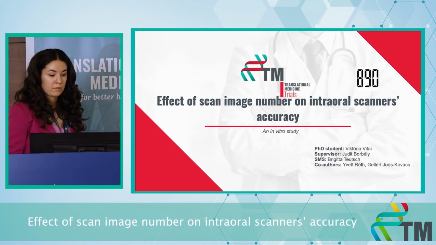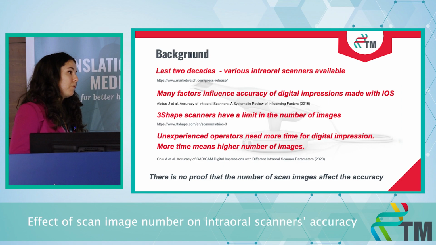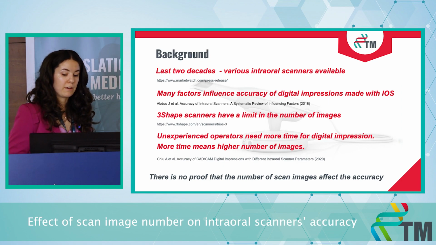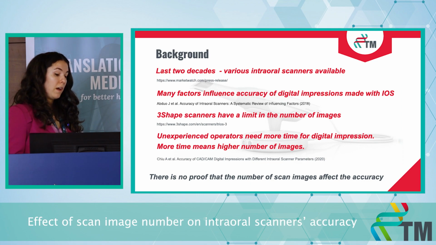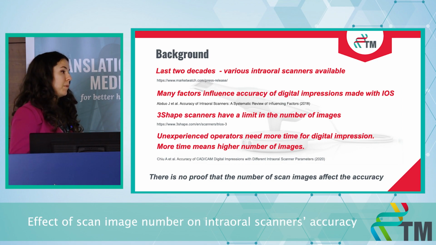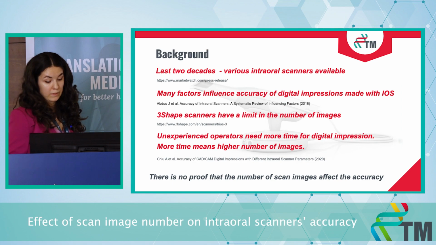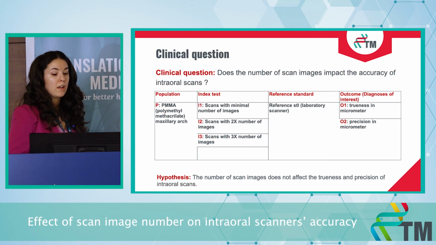My last topic is an in vitro study, which is about the effect of scan image number on IOS accuracy. As I mentioned before, there are many different types of IOS systems available in the market, and accuracy can be influenced by many factors. For example, in 3Shape scanners, there is a limit in number of images, and we know that inexperienced operators need more time to make the digital impressions, and more time will need more images, and there is no proof whether the number of scan images affects the accuracy or not. That is why this is our critical question: does the number of images impact the accuracy of IOS?